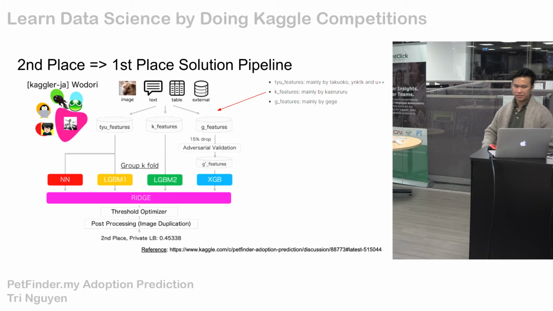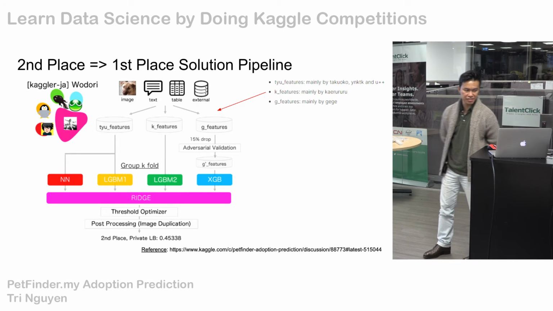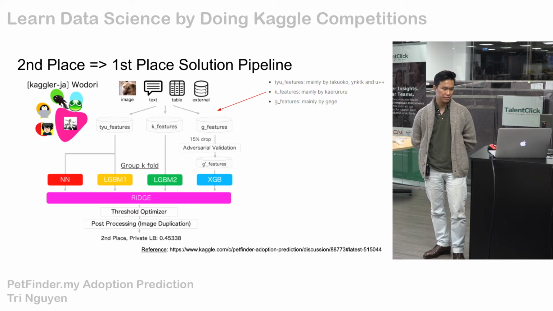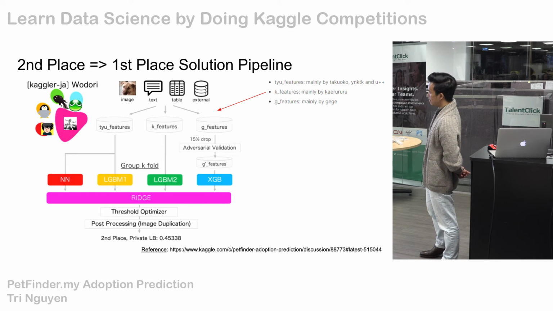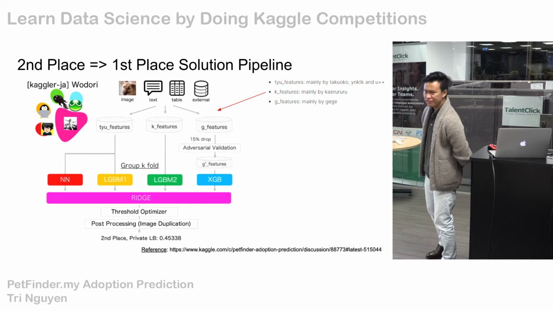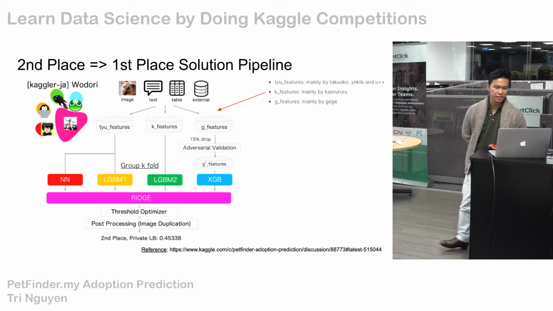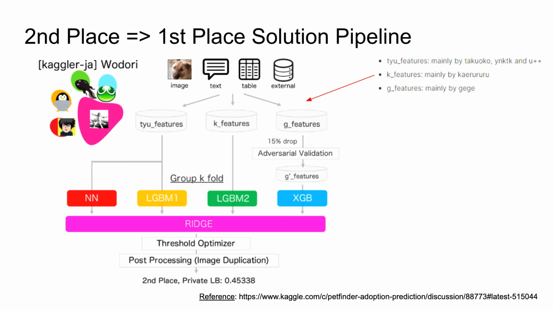So obviously the second place team then became the first place winner. And this is their solution pipeline, which I find very interesting because they have five team members and they divided the task so that three of them would build one model and the other two would build two separate models, and then later they would combine that.